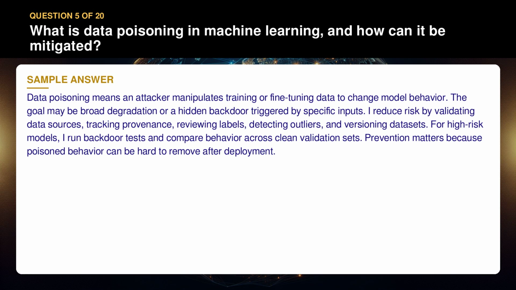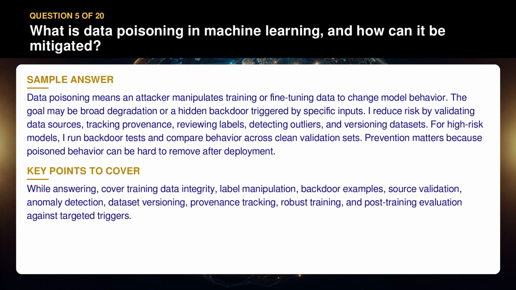For high-risk models, I run backdoor tests and compare behavior across clean validation sets. Prevention matters because poisoned behavior can be hard to remove after deployment. While answering, cover training data integrity, label manipulation, backdoor examples, source validation, anomaly detection, dataset versioning, provenance tracking, robust training, and post-training evaluation against targeted triggers.